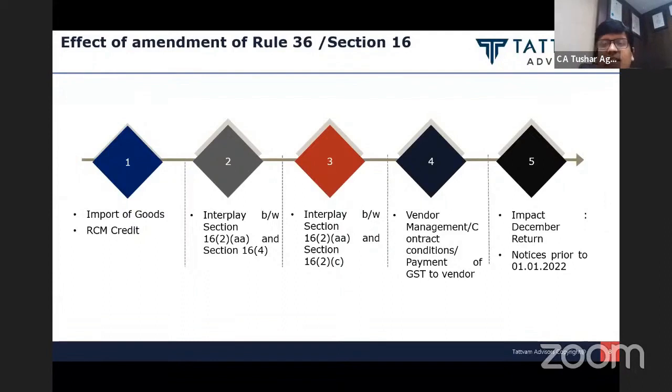This amendment, which is now applicable from 1st January 2022, will be applicable also in respect of your December month return period. So based on this Supreme Court judgment, this amendment is applicable in respect of your December month return period, meaning thereby you cannot take the benefit of GSTR 2A or 2B reconciliation. You have to do the reconciliation with GSTR 2B only.